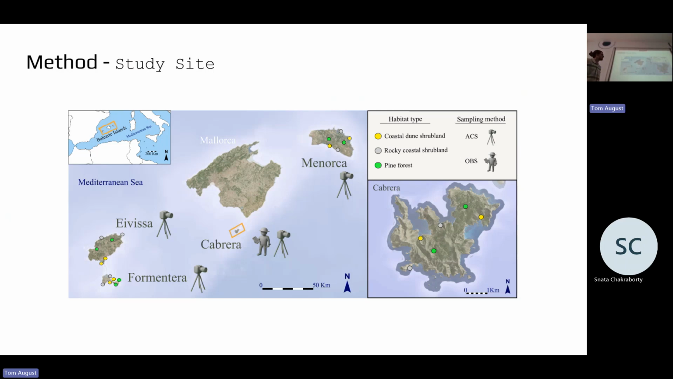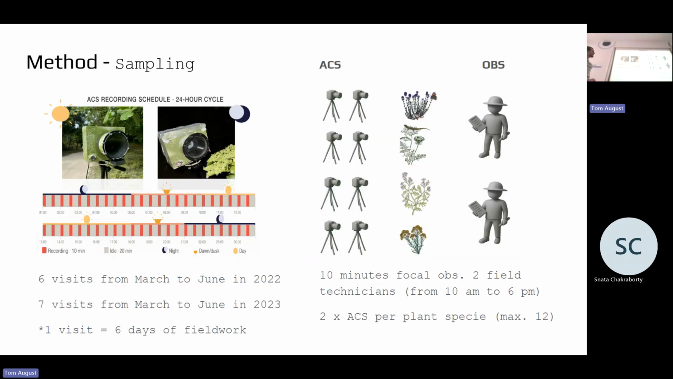To do this, we selected a tiny island because it is a simple ecosystem. So we had enough cameras to do this, and we did it in 6 study sites. We did 13 visits between 2 years, 2 spring seasons. Each visit contains 6 days of fieldwork, and we were always 2 field technicians with 2 cameras per plant species, so 2 individuals per plant species with a maximum of 6 flowering plants.